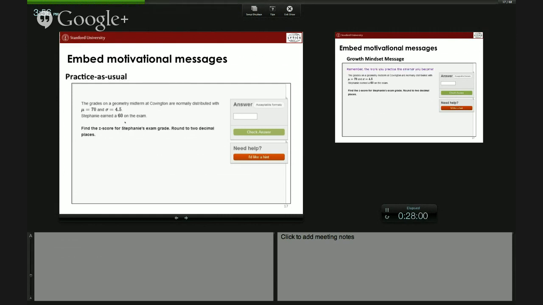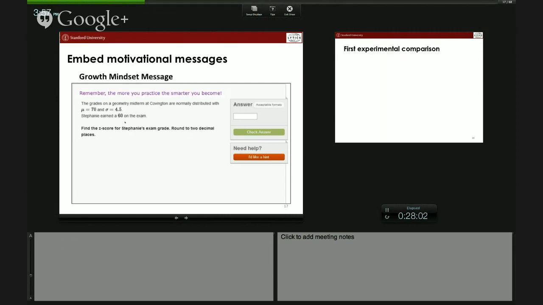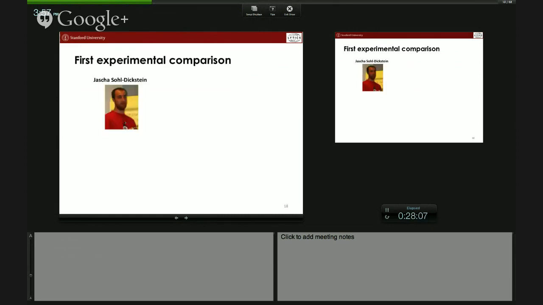Again, you know the context. Basically, we have a practice-as-usual condition. Then there's a growth mindset message condition, where we add a message like, remember, the more you practice, the smarter you become. So here's the first experiment comparison.